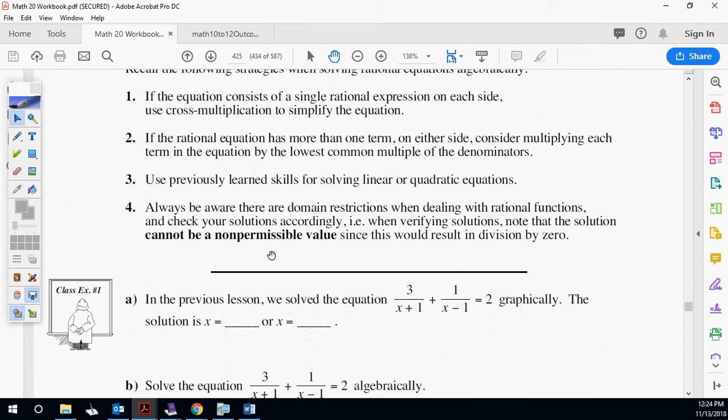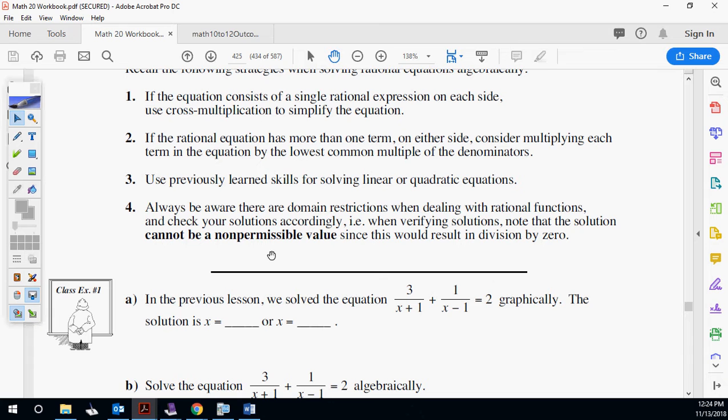If the equation consists of a single rational expression on each side, we use cross multiplication. So that's when you have fraction equals fraction. Just cross multiply, get rid of the fractions. If the rational equation has more than one term on either side, consider multiplying each term by the lowest common multiple. So that's where if it's over x for a couple things, we're going to times everything by x to get rid of the x in the bottom.